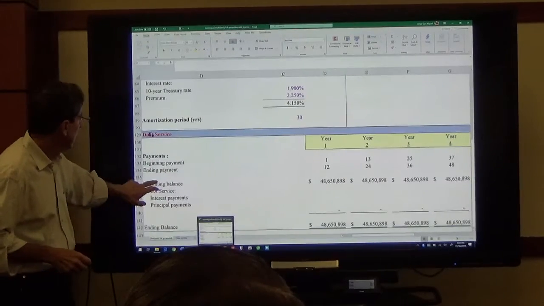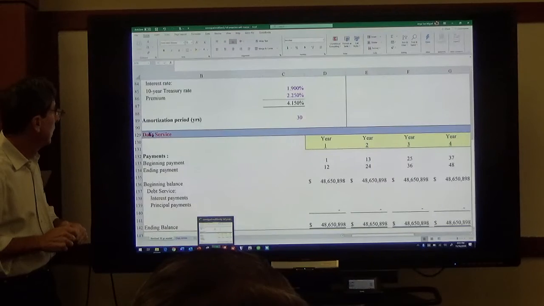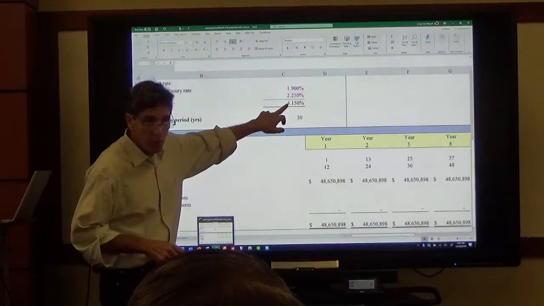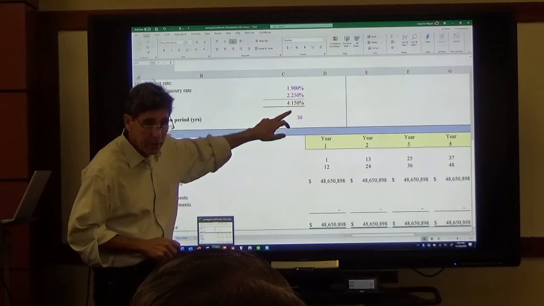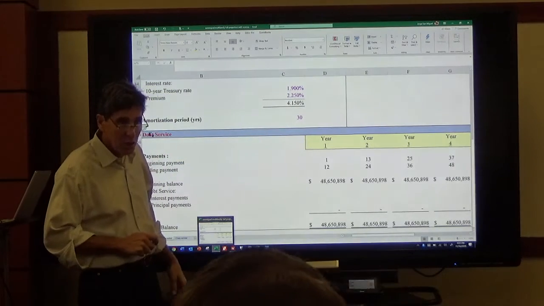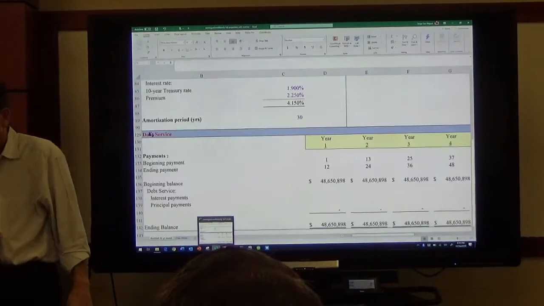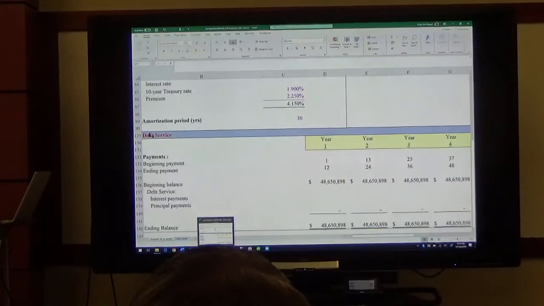Right, totally understand that. Okay, but starting with the 10-year treasury rate and the premium, and that's the risk-free rate, 4.150. This is not the risk-free rate. This is your loan cost. So that's your cost of capital. That's not your cost of capital. That's your cost of debt. So that's interest on the loan you just paid. Yes, sir. Okay. You understand that?